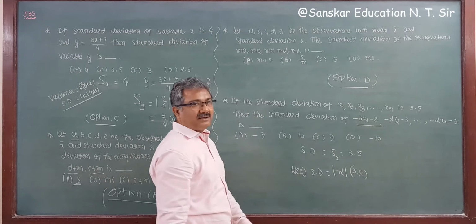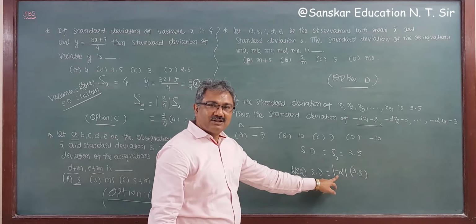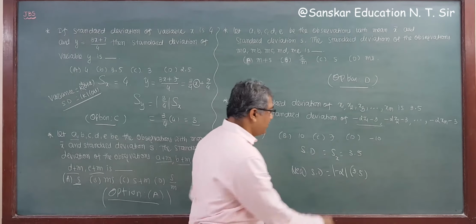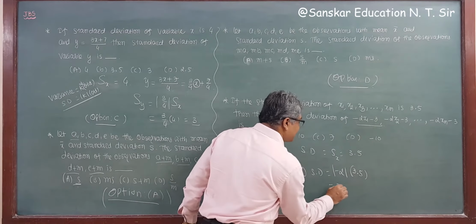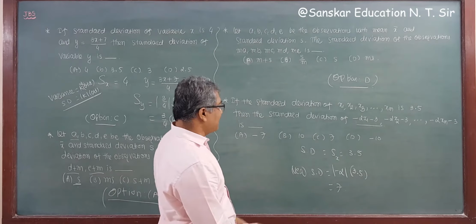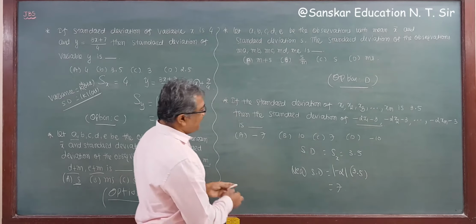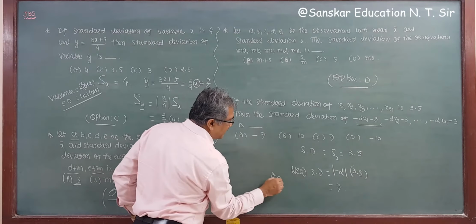So what is your answer? This is 2 and this is 3.5. So 3.5 into 2 is 7. So 7 is the correct answer. So this is option C, right? This option C is your correct answer.